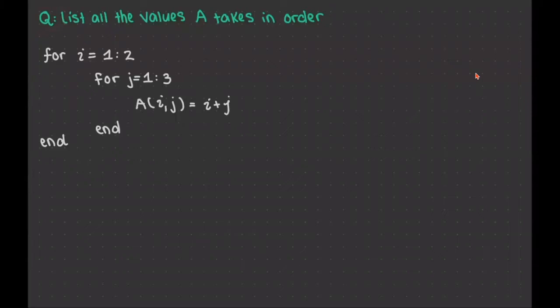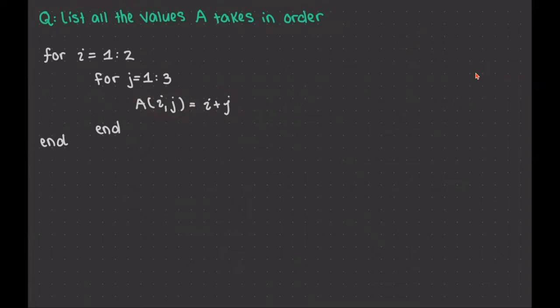It's saying, list all the values A takes in order. And here A is going to be a matrix that we're building. So you can see here we're assigning each entry of A some value. And what this question is asking is for us to say, here's what A looks like at every step of the for loop.